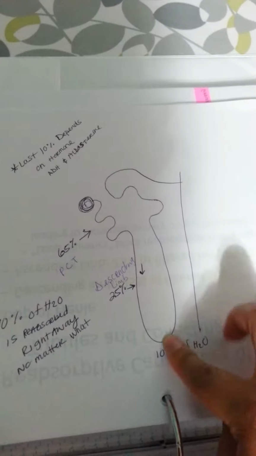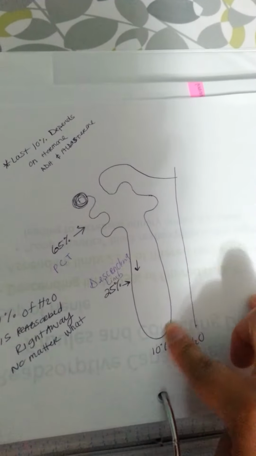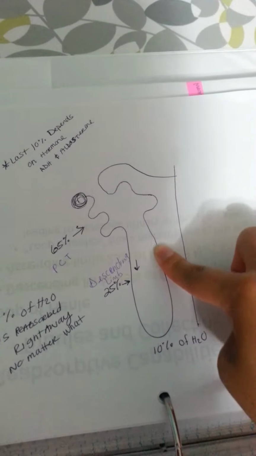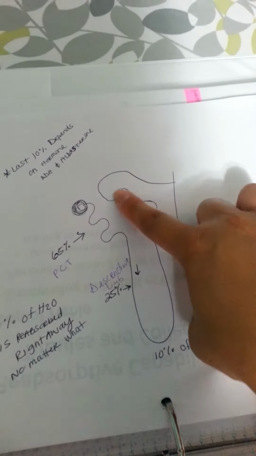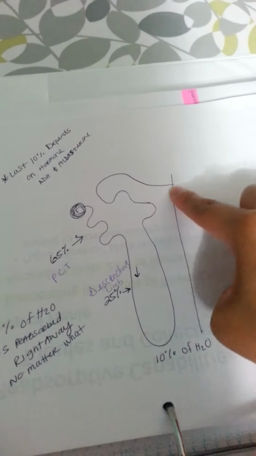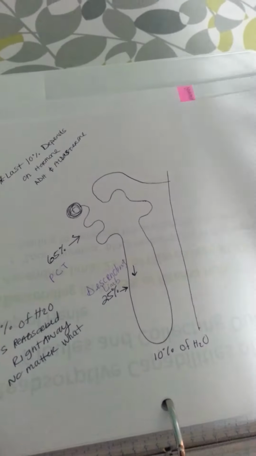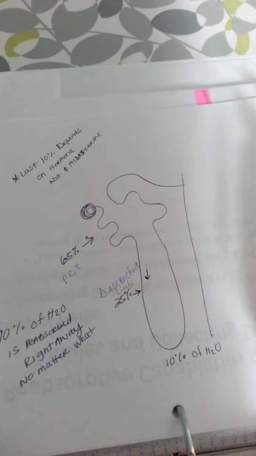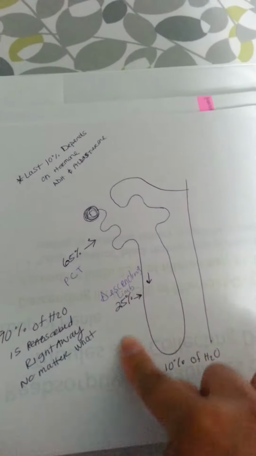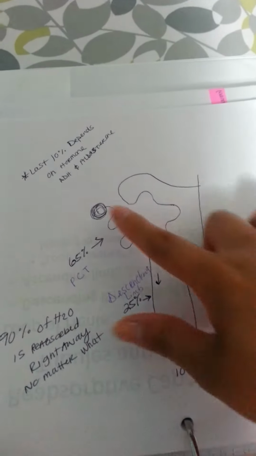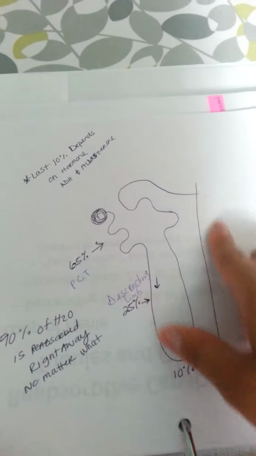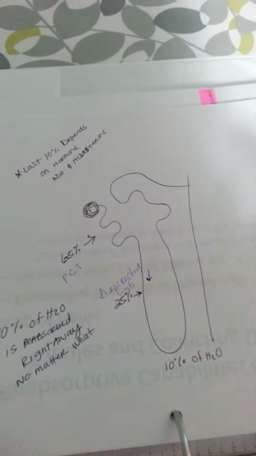Okay, and again, this is the bottom of the loop of Henle when it's about to ascend again. Now, this is the ascending loop of Henle right here, and it goes to the distal convoluted tubules, and then of course the collecting duct for urine. Once down here, the 10% of H2O, this is where all the hormone stuff happens, like aldosterone. The last 10% depends on hormones, like ADH and aldosterone for H2O.